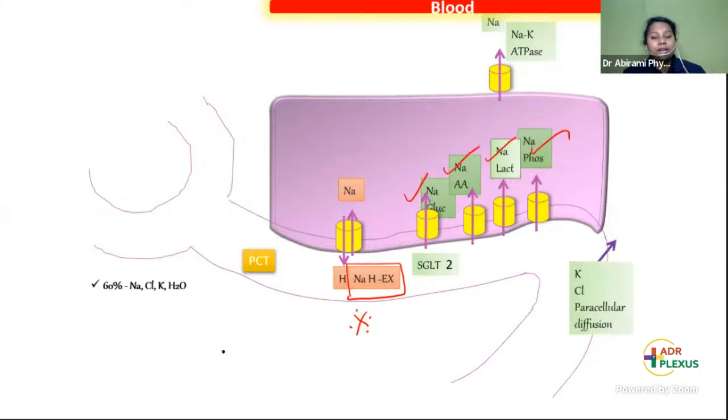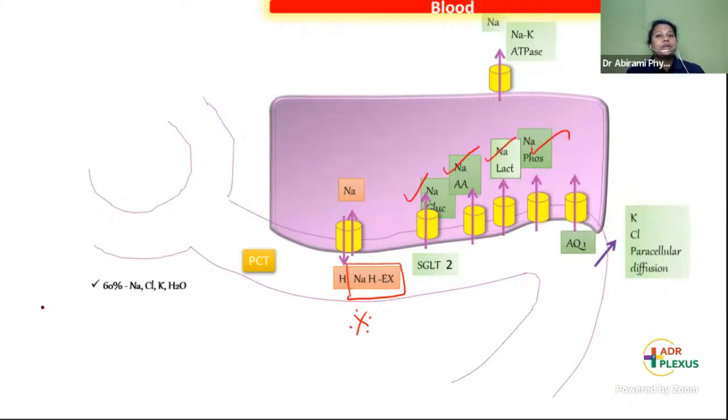Potassium and chloride. The majority of potassium and chloride are transported in between the cells, rather than through the cells. That is called paracellular diffusion. See, paracellular means adjacent to the cells. In between the cells, there are gaps. So through these, potassium and chloride are transported. That is called paracellular diffusion.